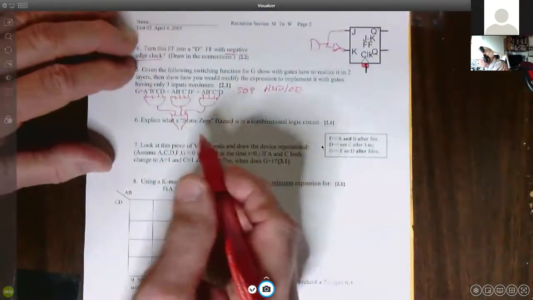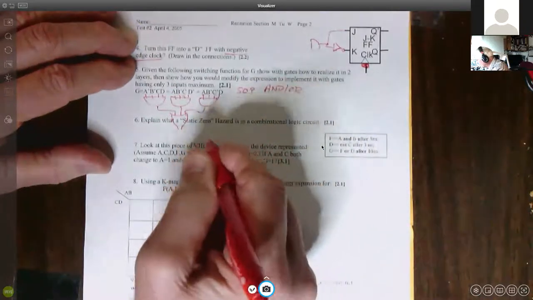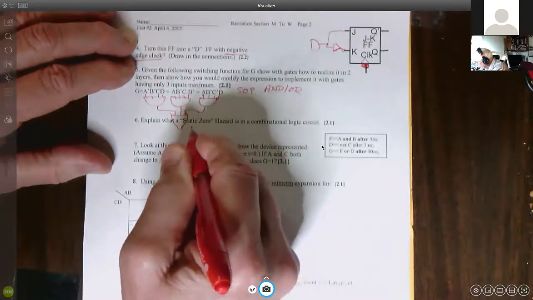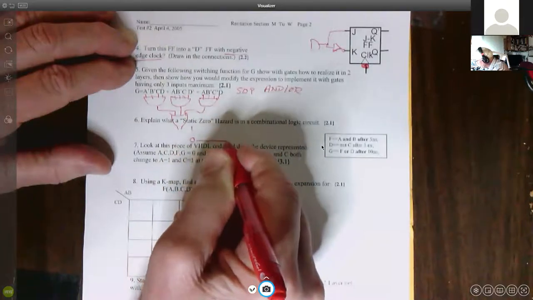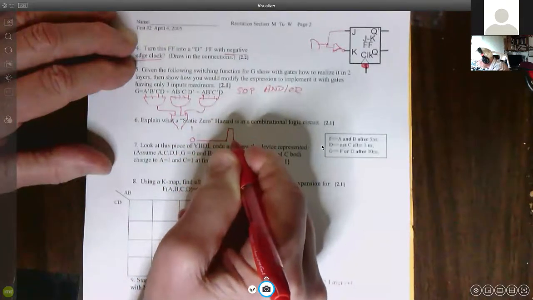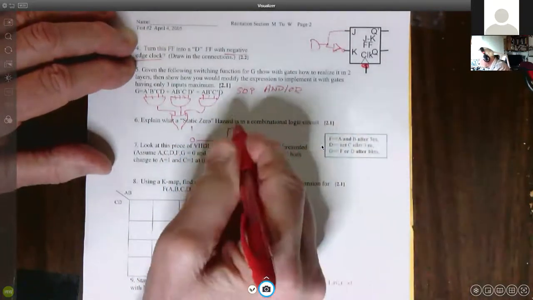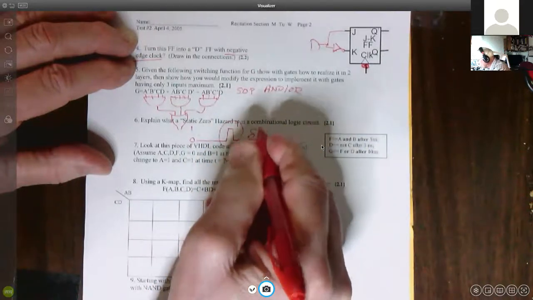So we talked about hazards, and what is a static zero hazard? That's one where if this is one and this is zero, it's supposed to stay at zero, but what it does, it goes up to one for a little bit and then goes back down to zero. And this is a glitch.